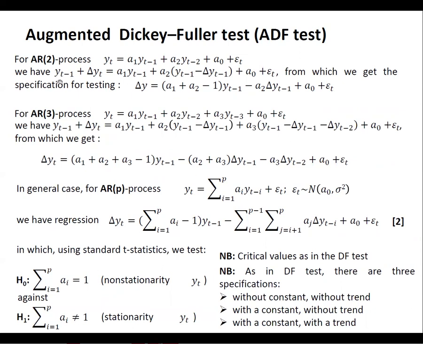We represent Yt through Yt minus 1 and delta Y. We do the same for Yt minus 2, Yt minus 1 minus delta Yt. And accordingly, these coefficients go here. And we have such a specification for testing that the first difference is the lag value of the initial series with such coefficients, minus A2 multiplied by delta Yt minus 1, plus A0 plus epsilon.